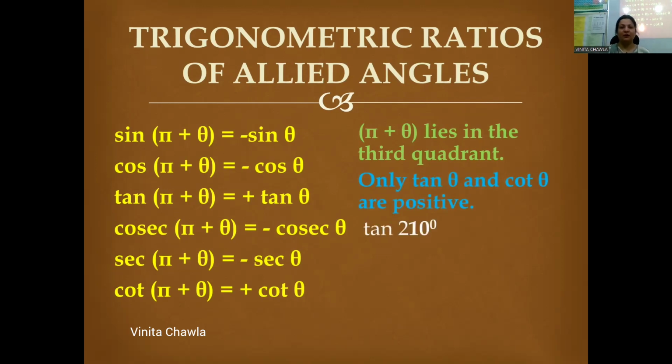So if we have tan 210 degree, how will we write this? We can write 210 as 180 plus 30. So it is tan 30 degree and the value of tan 30 degree is 1 by root 3. Please write this.